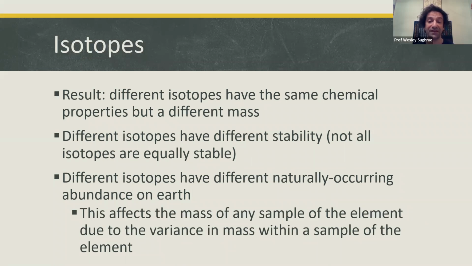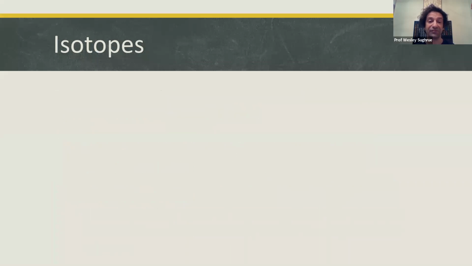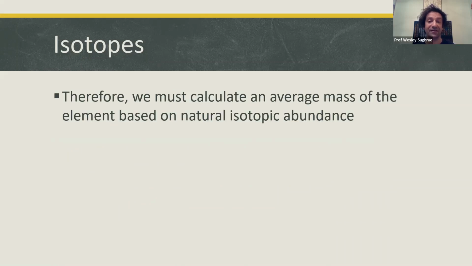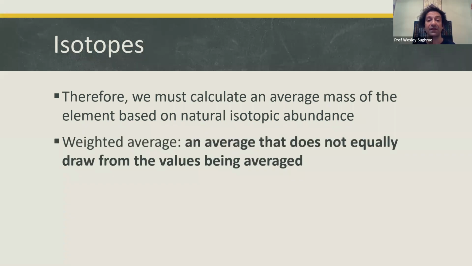This affects the mass of any sample of an element due to the variance in the mass within the sample of that element. What that means is we have natural abundance that is varying for each element. We must calculate an average mass of the element based on the natural isotopic abundance, because what we must find is the average mass rather than the mass of a specific isotope. A warning: this average is what we call a weighted average. It's an average that does not equally draw from the values being averaged.